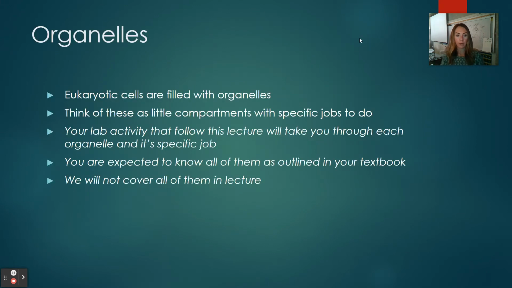eukaryotes. All right, so you do need to know that they have organelles. You can think of organelles like an organ. They're specialized, right? The heart does something different than the stomach, that does something different from the skin. So within a eukaryotic cell, we have organelles, and they are little compartments with specific jobs, right?